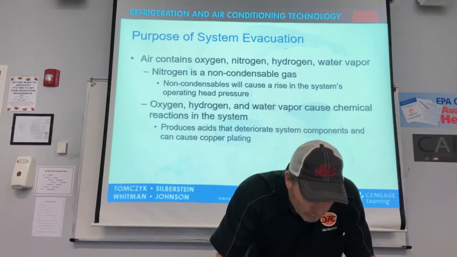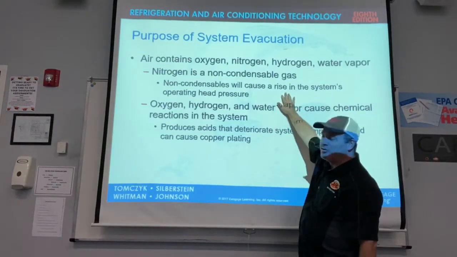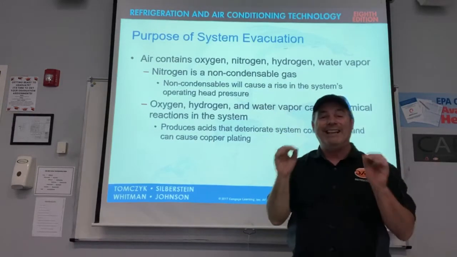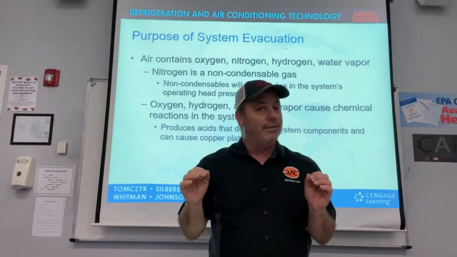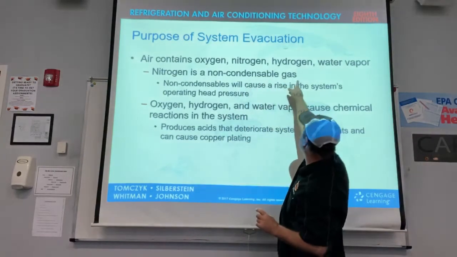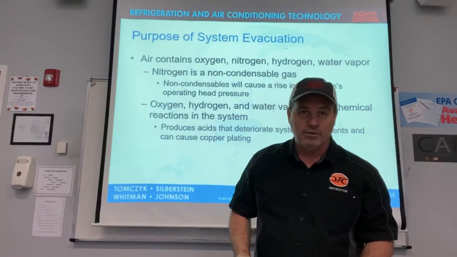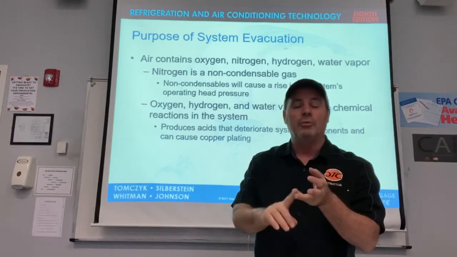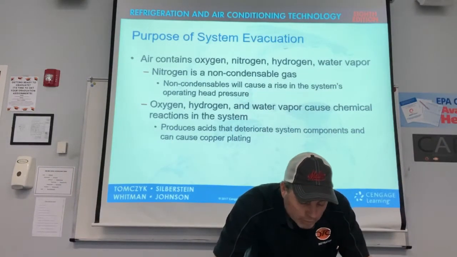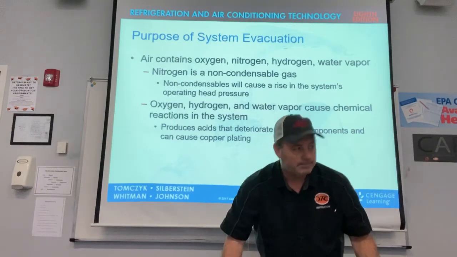Now look at this. Removing the air and non-condensables from the system is called degassing. We're under the header evacuation, the term degassing. Next, removing water vapor from the system is called dehydration. So you have degassing, removing non-condensables, and dehydration, removing water vapor. Now, when you remove both of them together, we have an evacuation.